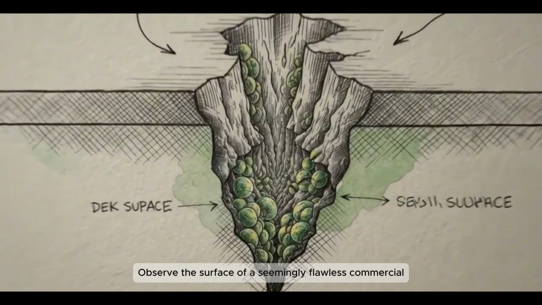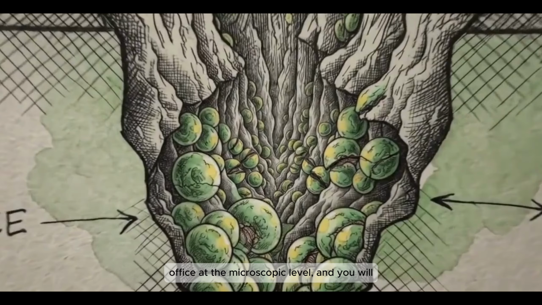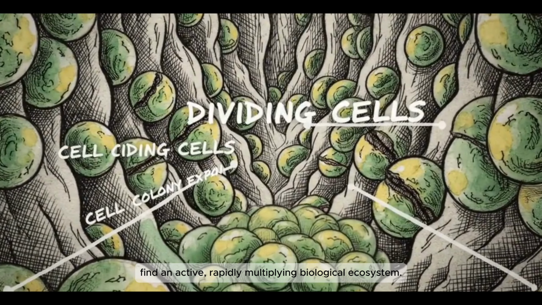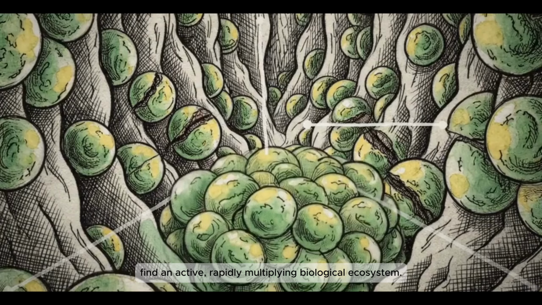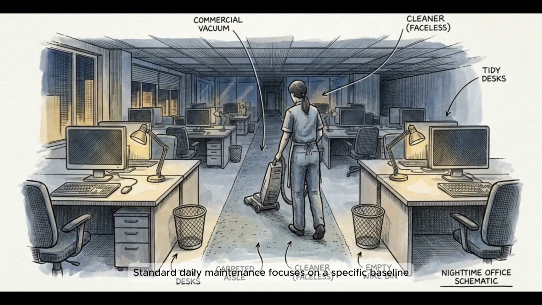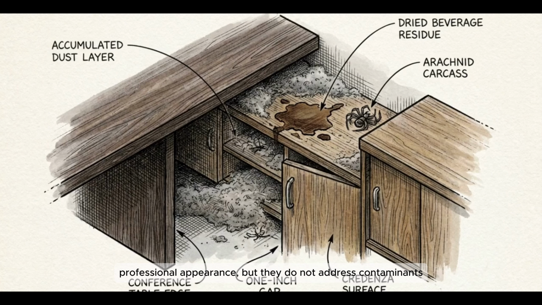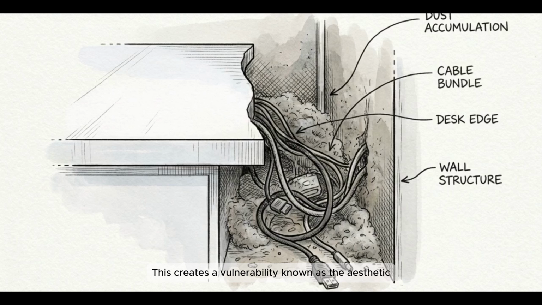Observe the surface of a seemingly flawless commercial office at the microscopic level, and you will find an active, rapidly multiplying biological ecosystem. Standard daily maintenance focuses on a specific baseline: vacuuming floors, wiping desks, and removing basic rubbish. These routines maintain surface-level hygiene and a professional appearance, but they do not address contaminants beyond the immediate reach of a cloth or vacuum. This creates a vulnerability known as the aesthetic trap.